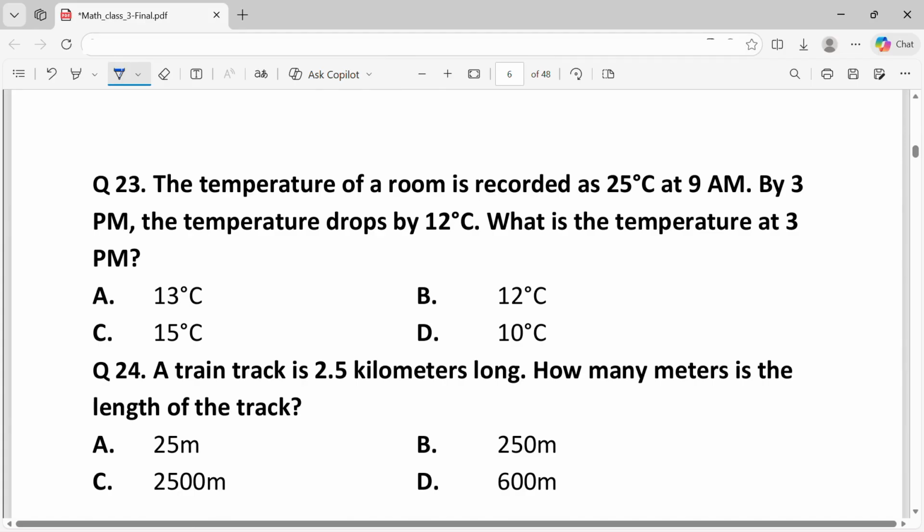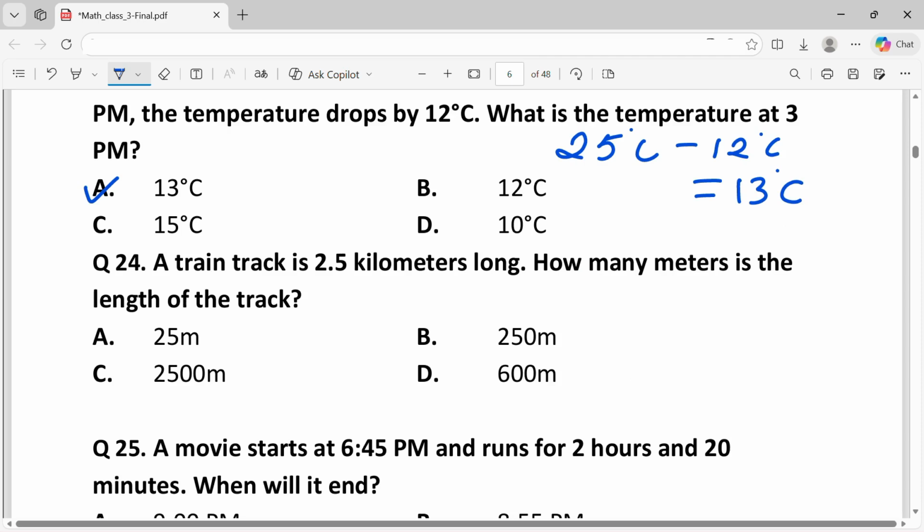Question 23. The temperature of a room is recorded as 25 degrees Celsius at 9 a.m. By 3 p.m. the temperature drops by 12 degrees Celsius. What is the temperature at 3 p.m.? The temperature at 3 p.m. will be the temperature at 9 a.m., that is 25 degrees Celsius, minus the drop of 12 degrees Celsius, which is equal to 13 degrees Celsius. That is option A.